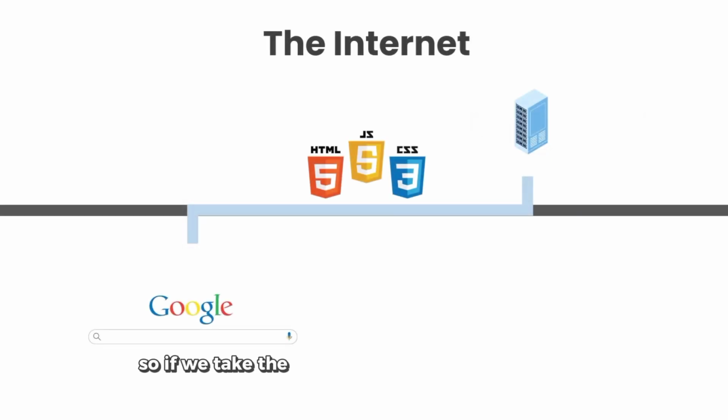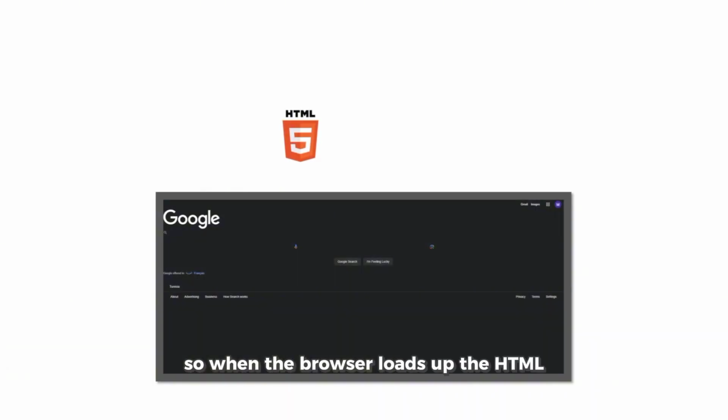So if we take the Google homepage as an example, again, once we receive these 3 types of files from the Google server, we can use our browser, which is a piece of software that specializes in dealing with these files. So when the browser loads up the HTML, we'll get to see the content of the website. So in this case, there is one image which has the Google logo, there are 2 buttons, and there is a text box where you can enter your search term.